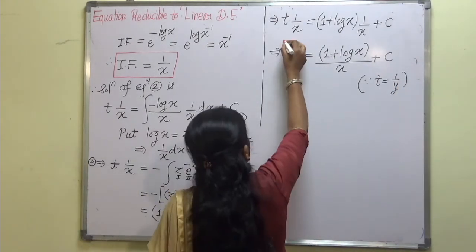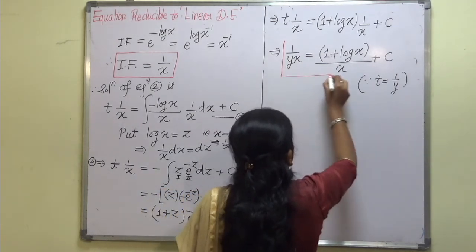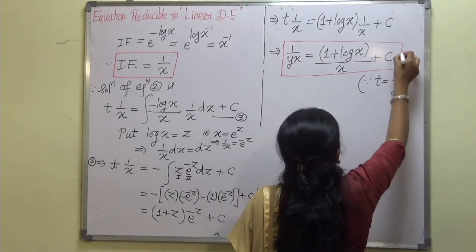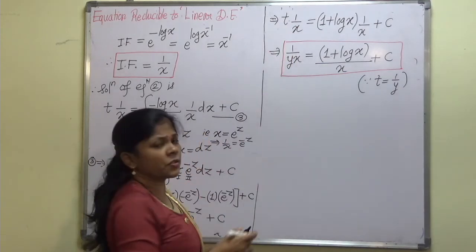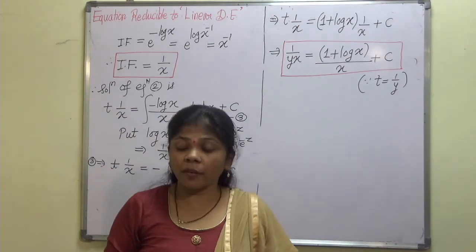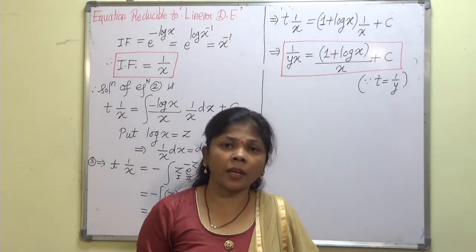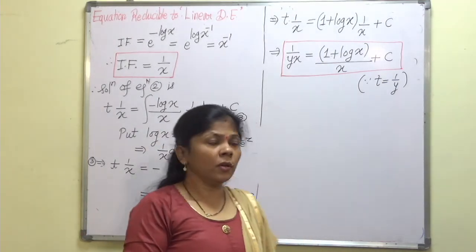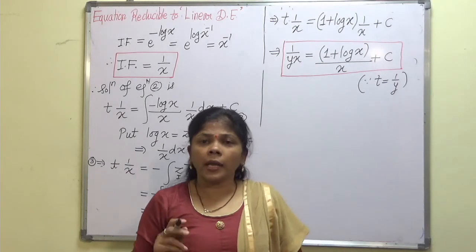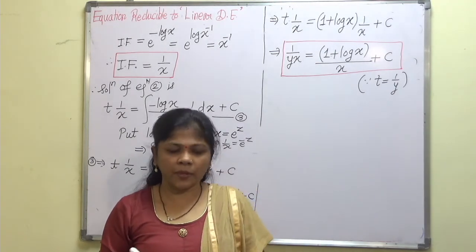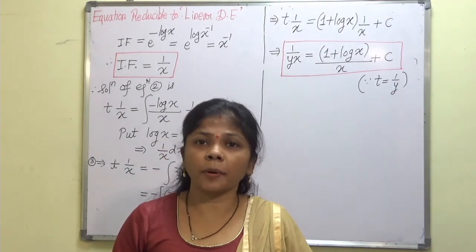Generally, what people miss is to replace the value of t. Remember, in our given differential equation the dependent variable is y and the independent variable is x. So the final solution should involve x and y only. Okay, so with this the first problem is over.